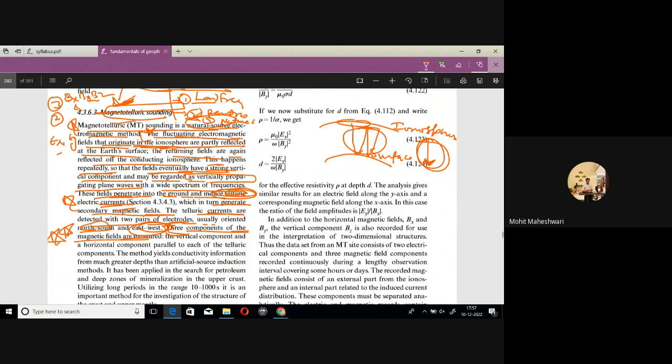The three components of the magnetic field are measured: the vertical component Bz and the horizontal components parallel to each of the telluric components, that means Bx and By. The method yields conductivity information from much greater depth. This is a very, very important concept, that through the magnetotelluric sounding we can approach greater depth. It is used for the search of petroleum and deep zones for mineralization in the upper crust.